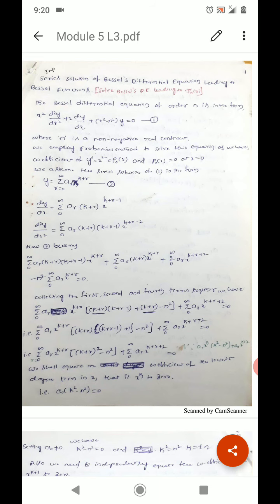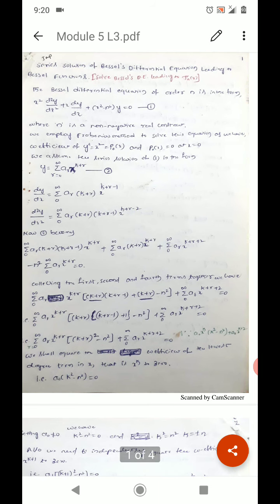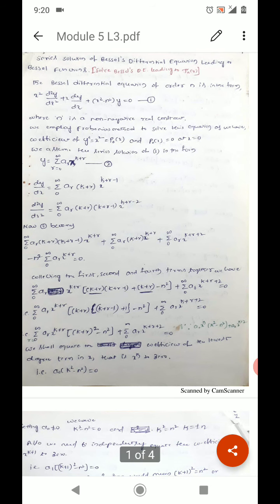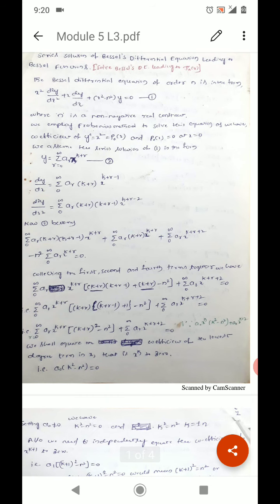Now we employ Frobenius method to solve this equation. So by that method we have coefficient of y double dash, that is x square, which can be taken as p naught of x, and also assume that p naught of x equal to 0 when x equal to 0.